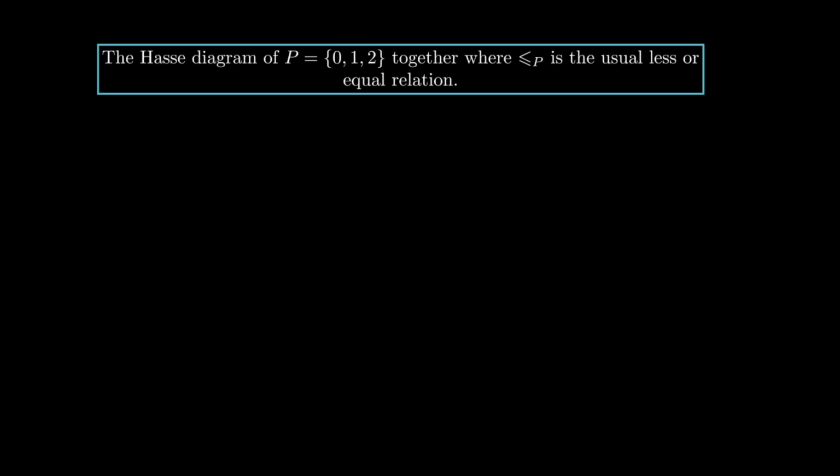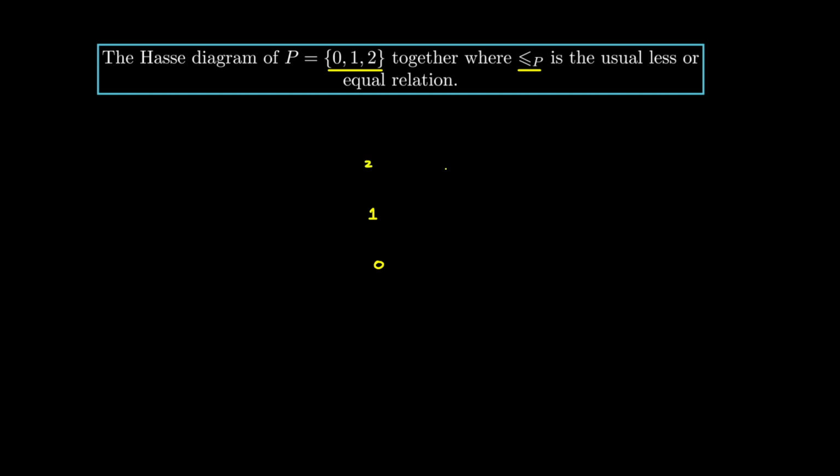Okay, so let's produce the Hasse diagram of this very simple partially ordered set. We're just dealing with a 3-element set 0, 1, 2, where the relation on the set is just the usual less or equal relation. So 0 is less than 1 and 1 is less than 2. We have to assign a label to each element, so we'll just use the same symbols that we did inside the set. So we have 0 and then 1 and then 2. Okay, we've assigned our labels.